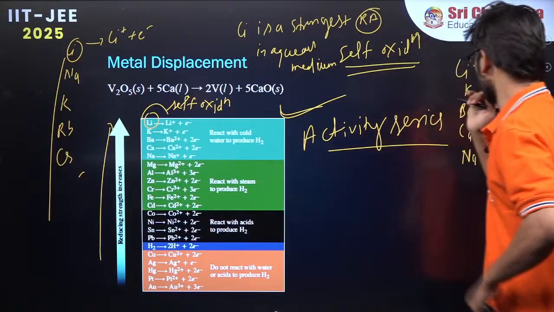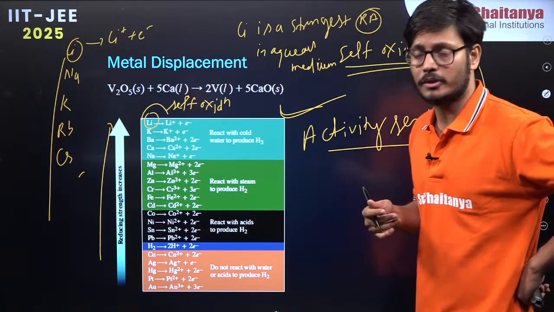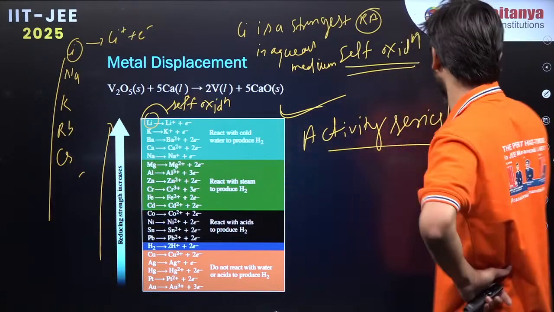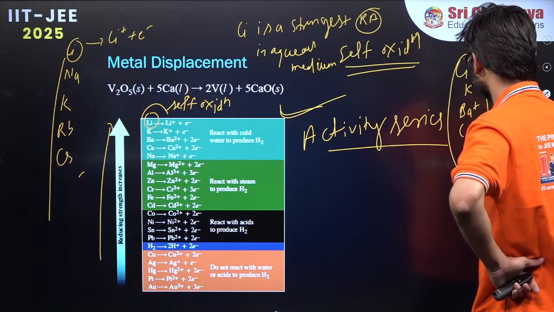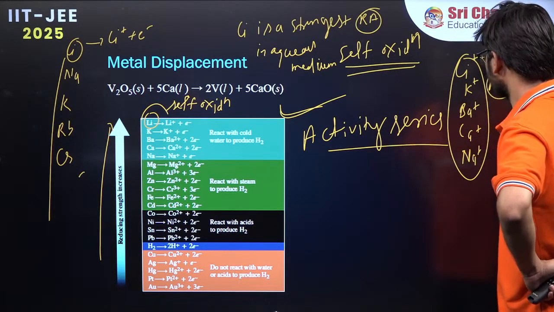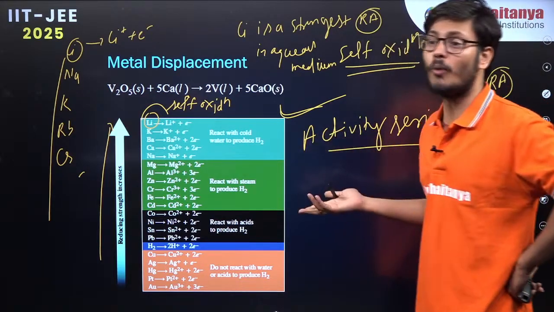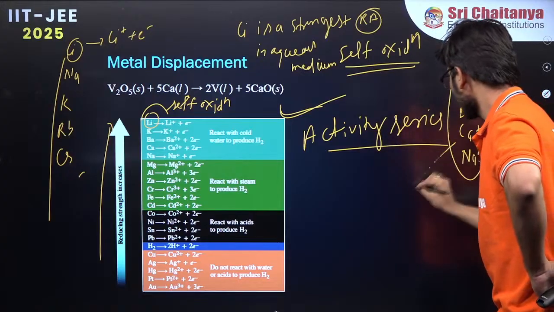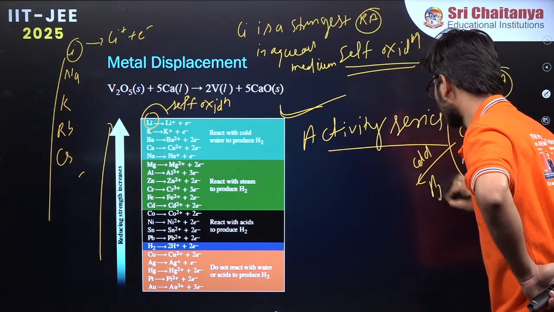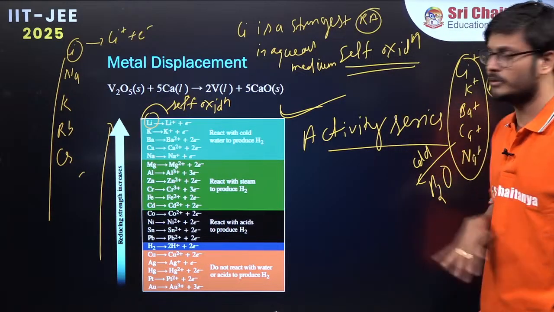So these metals are highly reactive. Highly reactive means they can easily donate electron and become plus. They can easily become plus. Therefore, these are all very good reducing agents. That means they will react with the cold water. Because they are so reactive, they will react with the cold water.